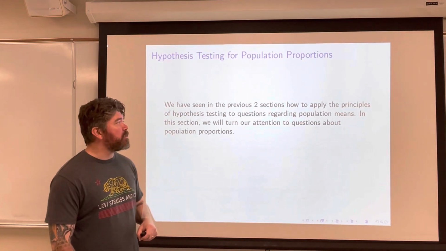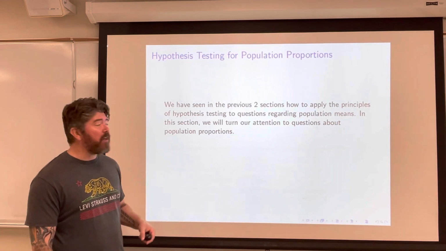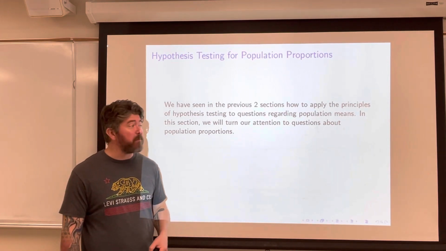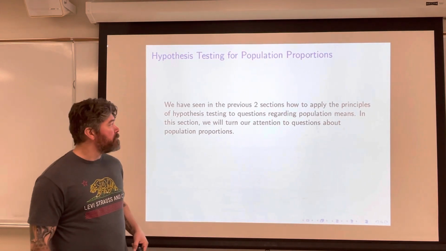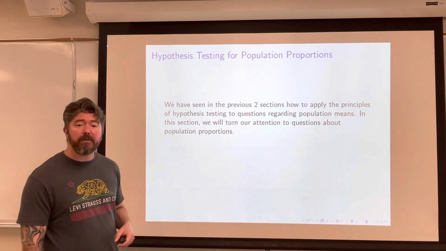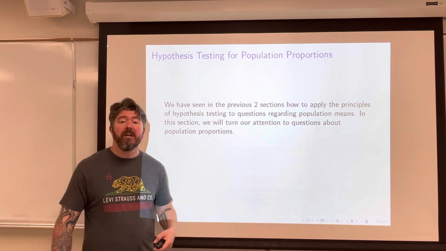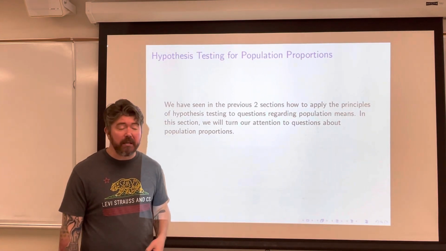We have seen in the previous two sections how to apply the principles of hypothesis testing to questions regarding population means, mu. In this section, we will turn our attention to questions about population proportions. And remember that a population proportion is denoted by the letter P.